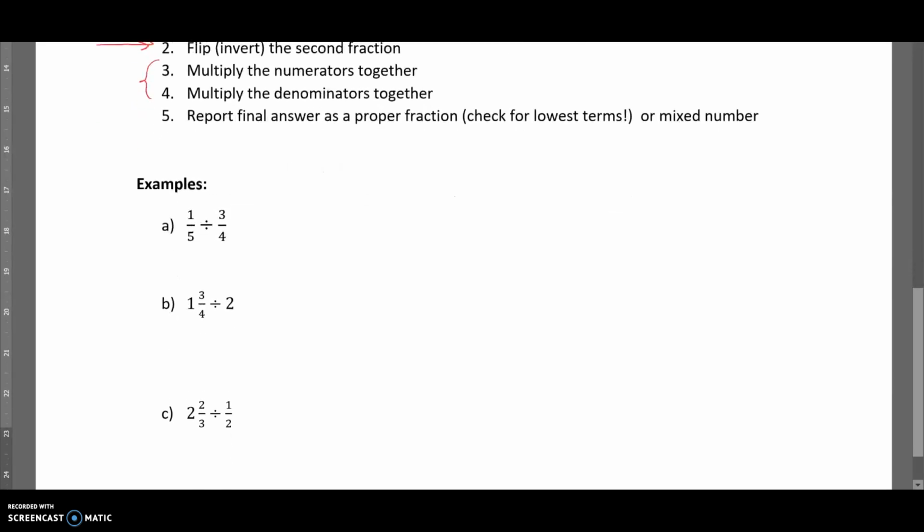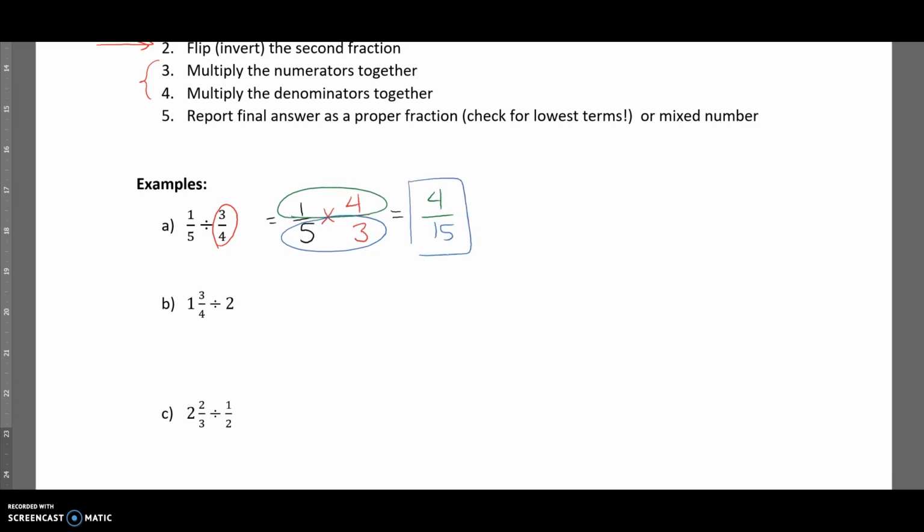Here are some examples. In my first question, I want to do 1/5 divided by 3/4. I rewrite this, keeping the first fraction the same, change the operation to multiply, and flip or invert the second fraction. So 3/4 becomes 4/3. From here, I solve just as I did with the multiplication. I multiply the numerators together, and then I multiply the denominators together. So my final answer here is 4/15.